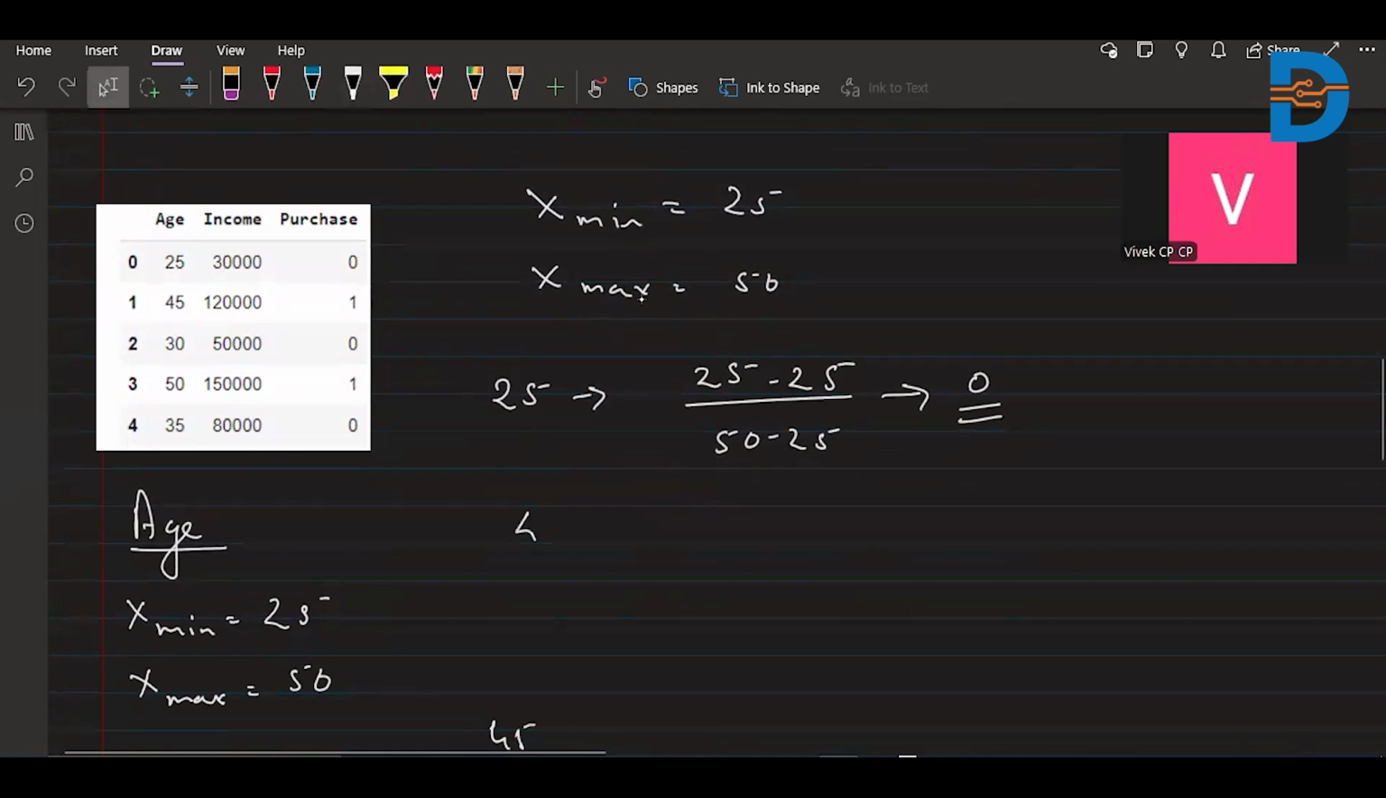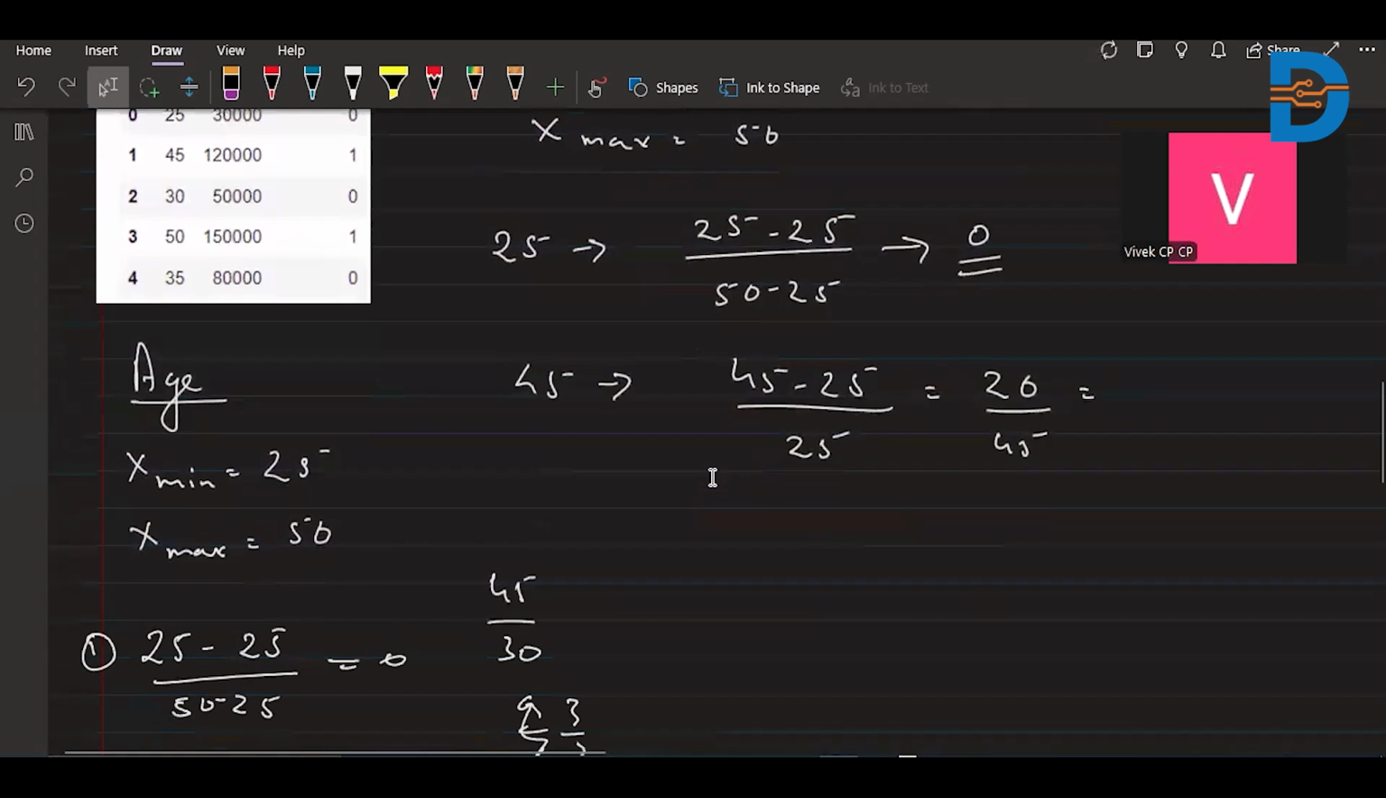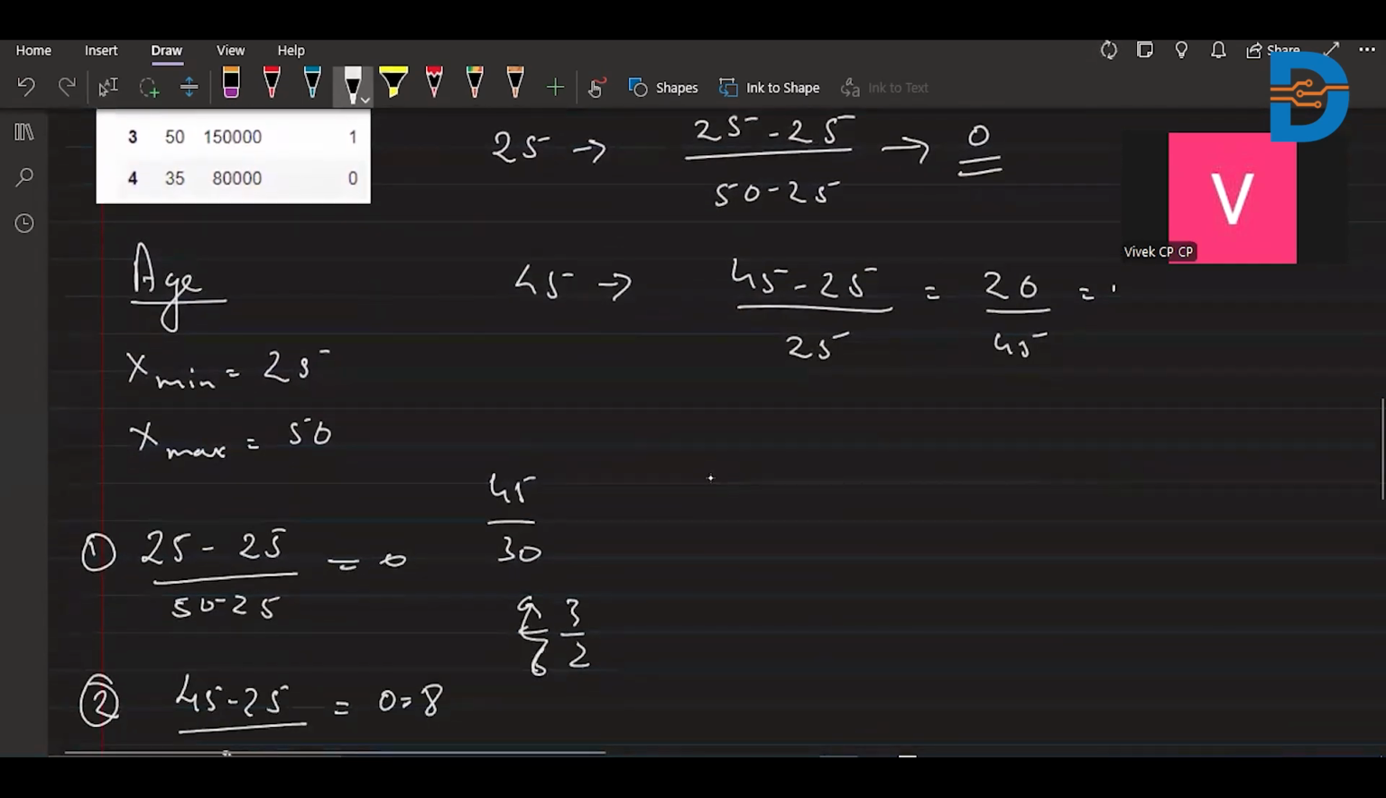So let's have a look at 45 over here. That will be something like 45 minus 25, divided by, again, 50 minus 25, that is 25. So this is going to be what? 20 over 25, sorry, that is 4 over 5. That is the value, which is basically 0.8.